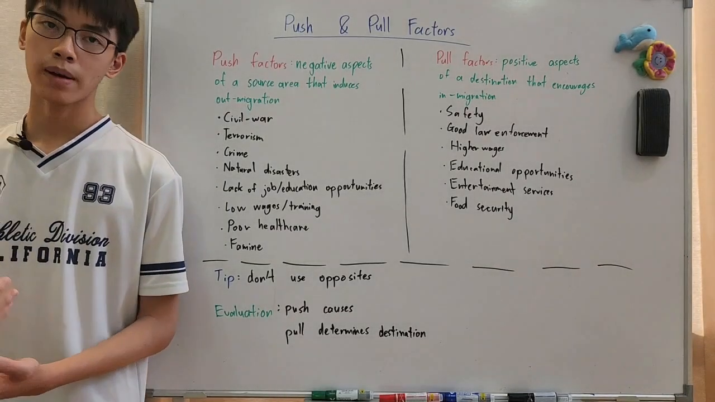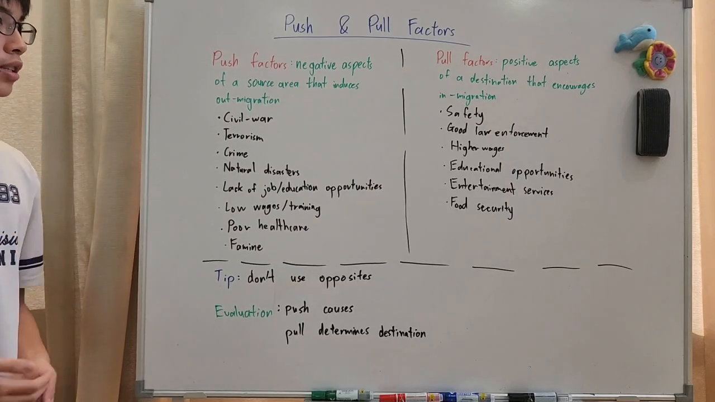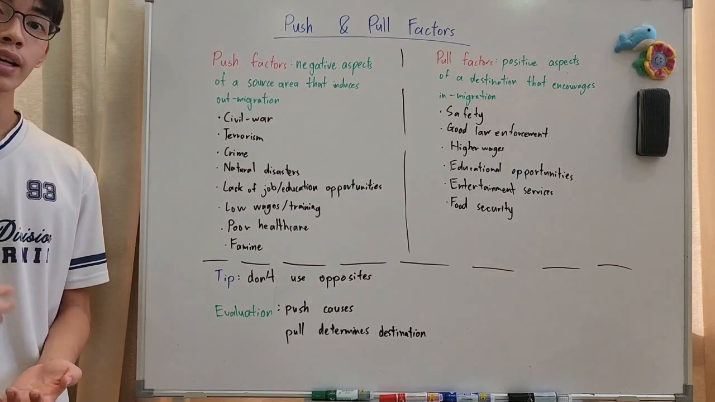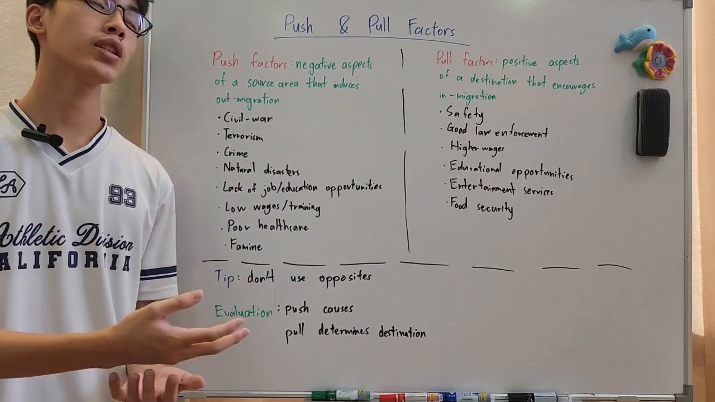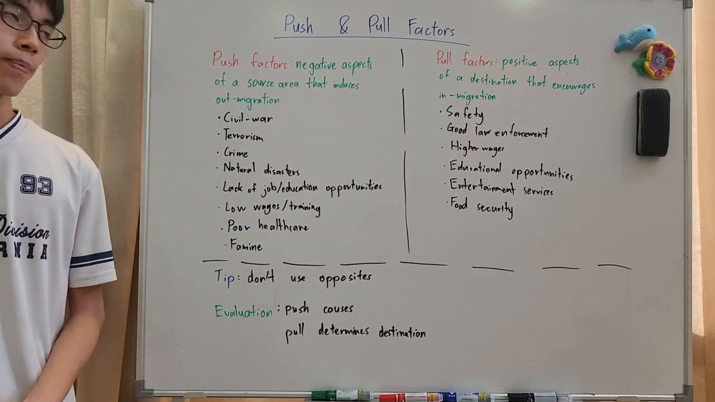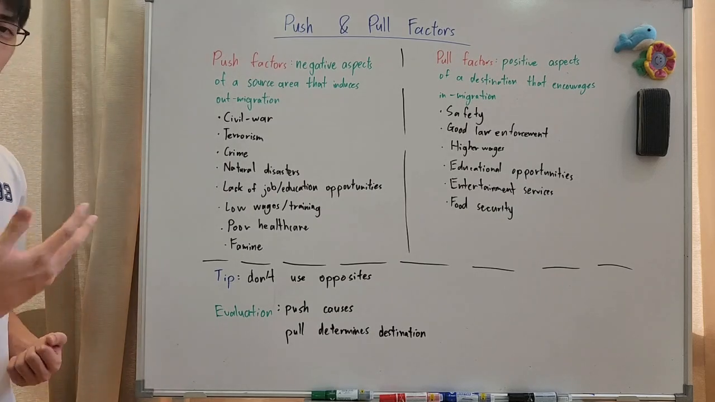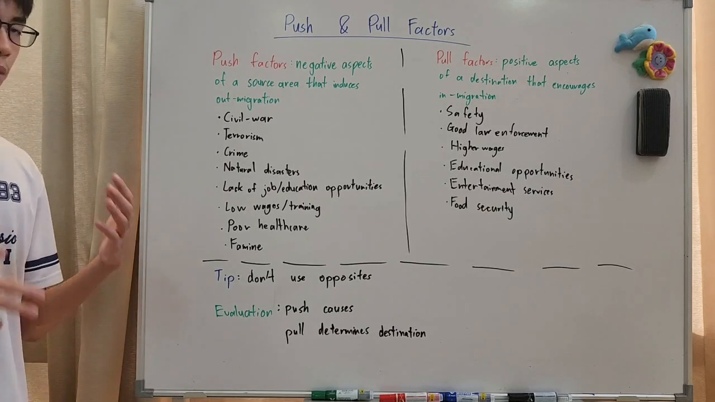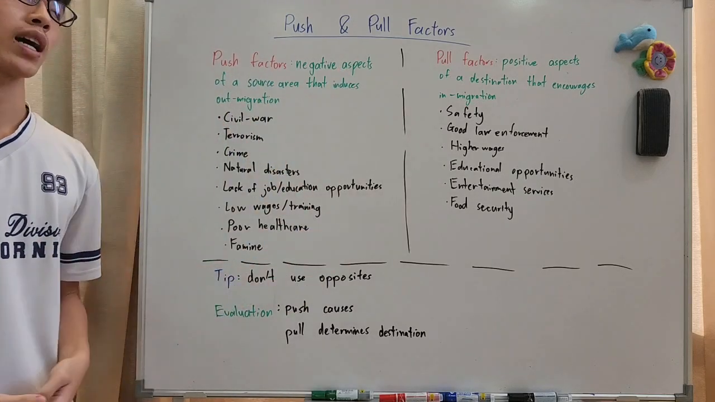Push and pull factors in migration are generally considered the causes of migration. Push factors are negative aspects of a source area that induce out migration, whereas pull factors are positive aspects of a destination area that encourage immigration. These two can either be perceived or actual factors that exist.